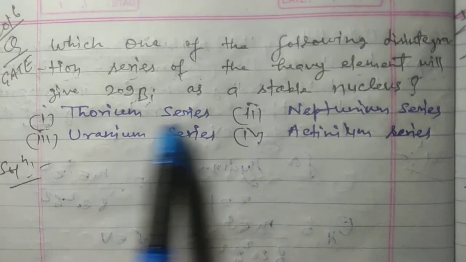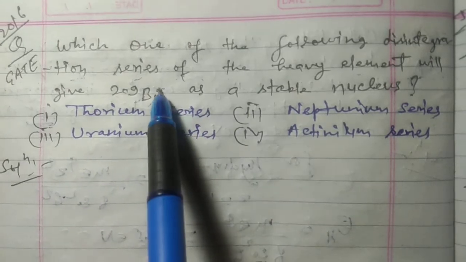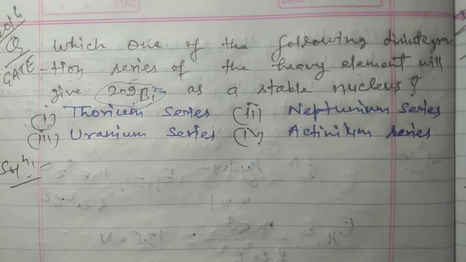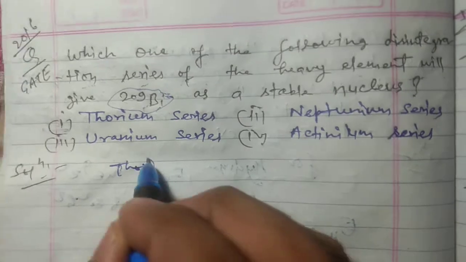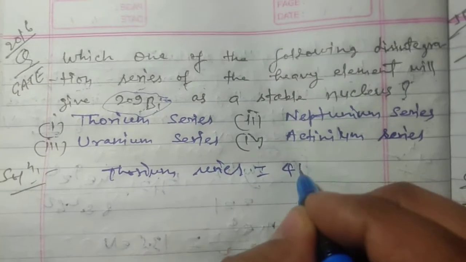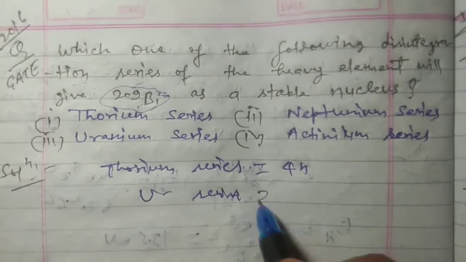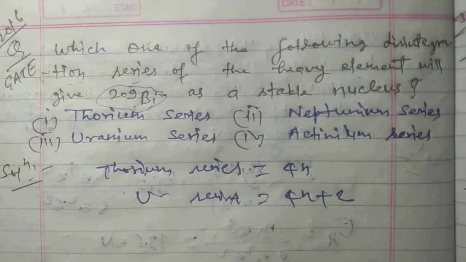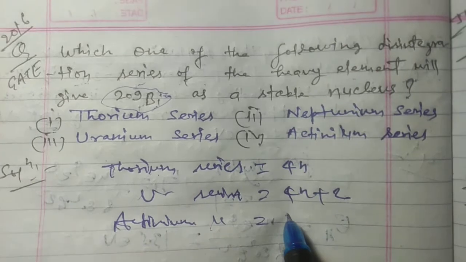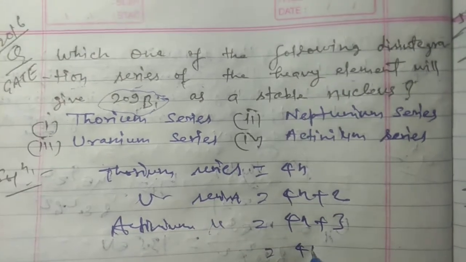We know that there are four series: thorium series, neptunium series, uranium series and actinium series, and these are the options. So we have to find which of the series this is in. As we know, the thorium series is equal to 4N, and the uranium series is 4N plus 2. Similarly, the actinium series is equal to 4N plus 3, and the neptunium series is 4N plus 1.